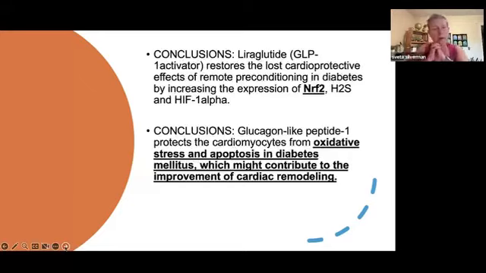Now, we were talking about the brain. We started the lecture saying that one of the main killers in the United States of America and North America is heart disease. Well, guess what? It seems like GLP-1 together with NRF2 are very good cardioprotectors. Conclusion: GLP-1 protects cardiomyocytes from oxidative stress and apoptosis, meaning premature cell death, in diabetes.